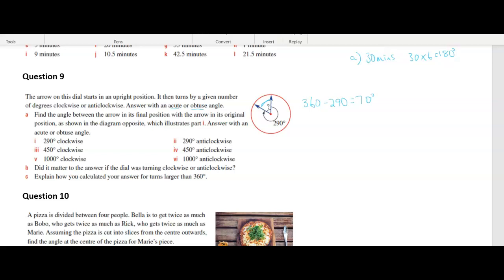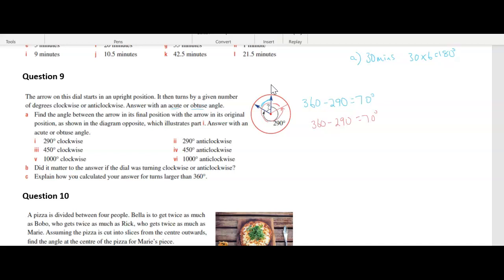Now, if we went in the other direction, so we went anti-clockwise, like in part B, we're going to here, so we want this angle here. That also is going to be 360 minus 290 equals 70 degrees. So you actually get the same answer whether you're going clockwise or anti-clockwise.